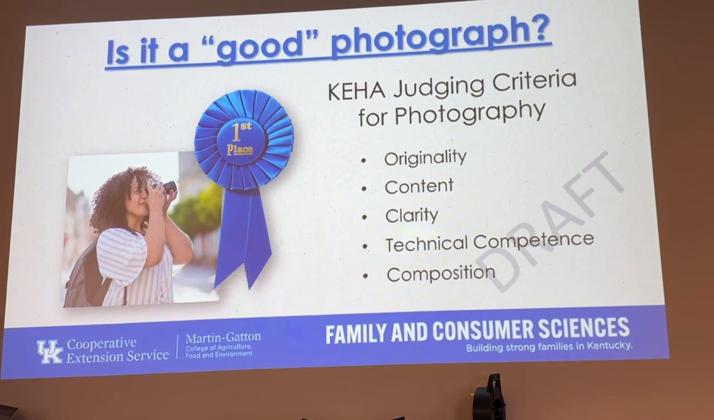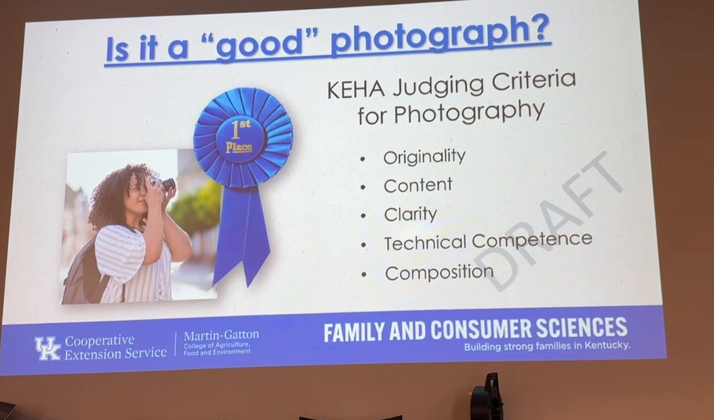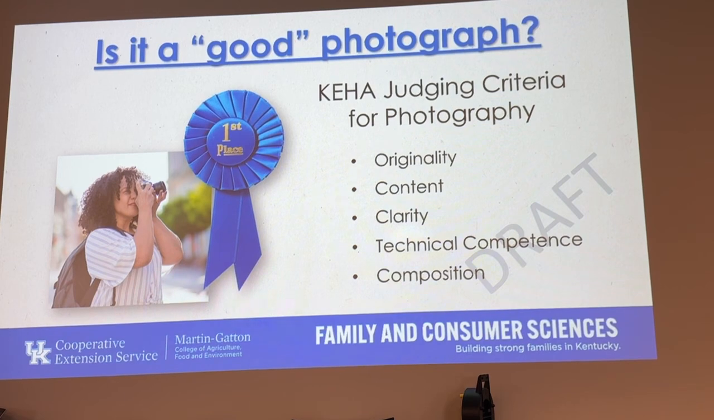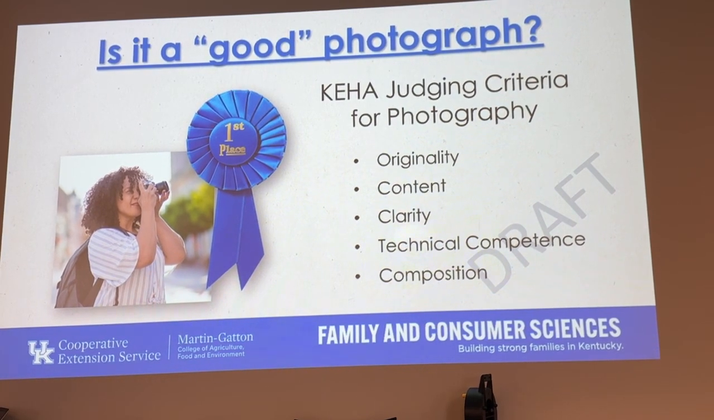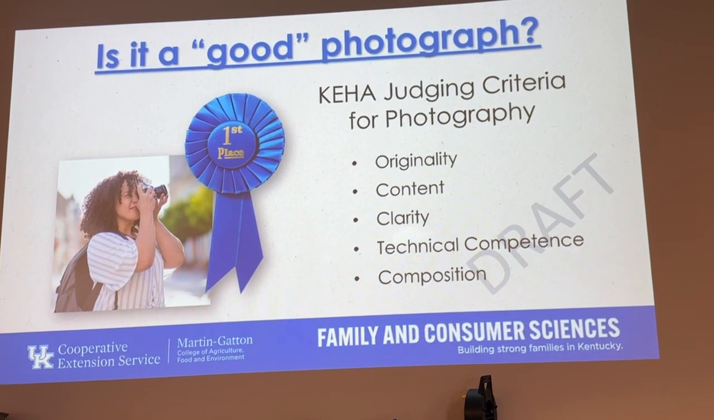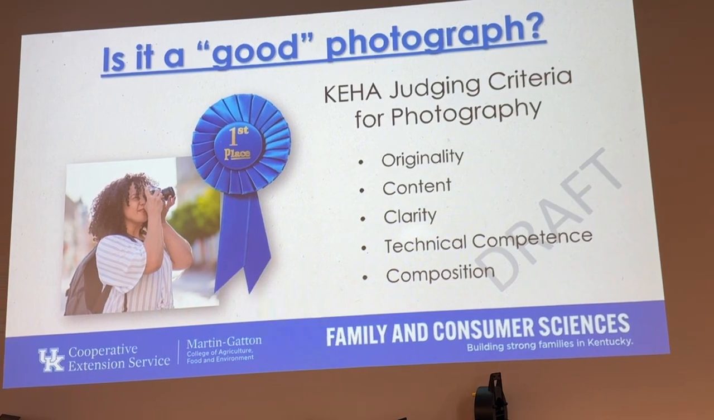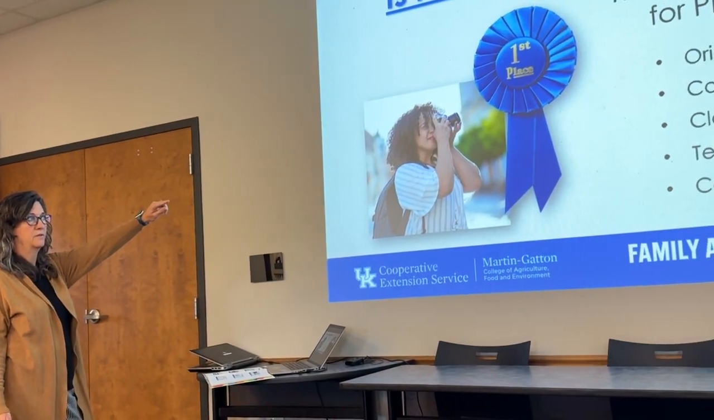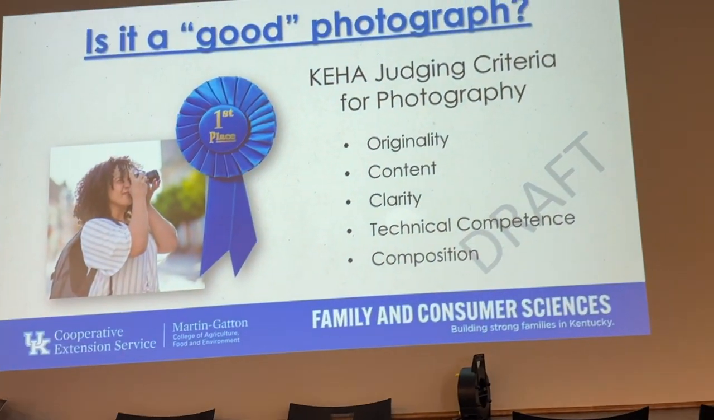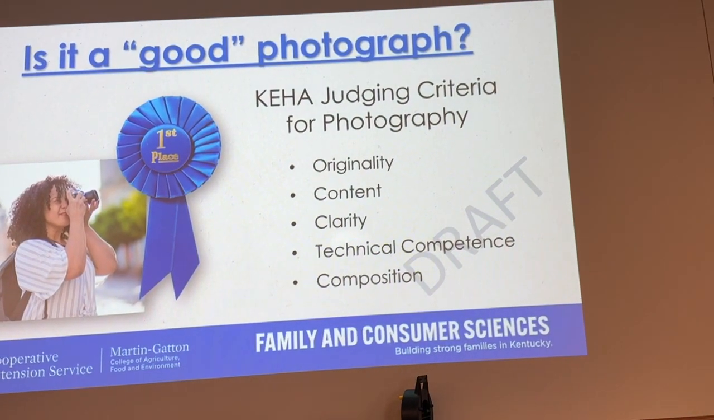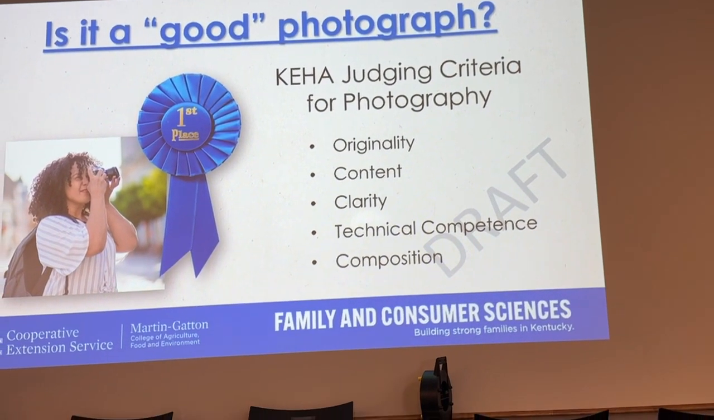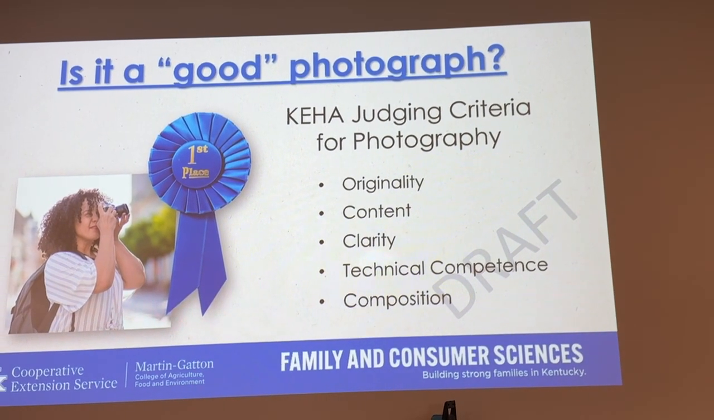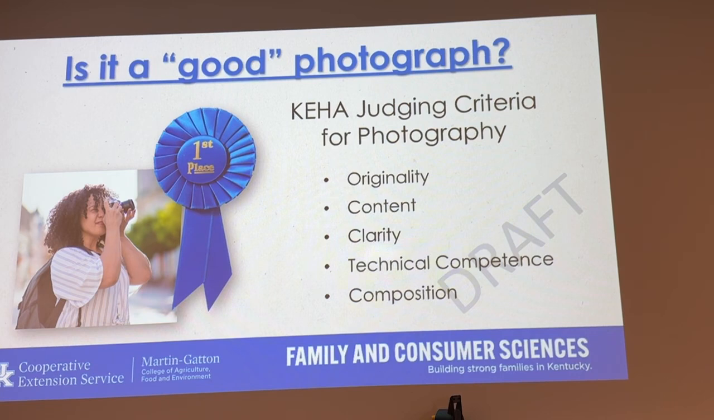Here, composition refers to how the elements or the objects in the photo are arranged. So when someone is judging with the KEHA criteria, we're looking for originality, the content itself, the clarity of the picture and the content in the photo, technical competence, and the composition, what is actually in the photograph, how it's arranged.